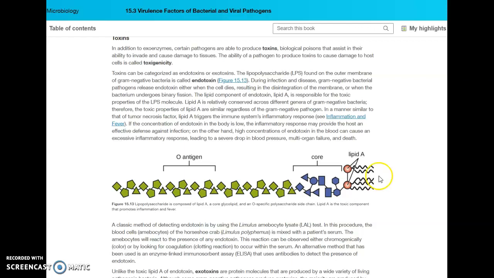Lipid A is pretty similar regardless of the type of pathogen, because these lipid A molecules are about the same. They're nearly identical across all of our gram-negatives. So lipid A triggers essentially the same symptoms, leading really to an excessive inflammatory response. The lipid A really just kind of turns our body against us, and it can lead to shock and death in severe cases.